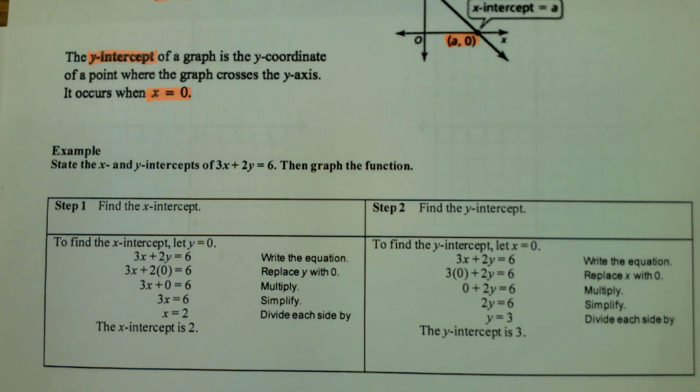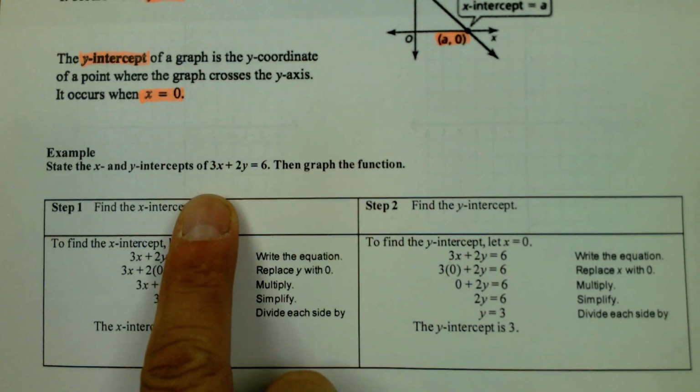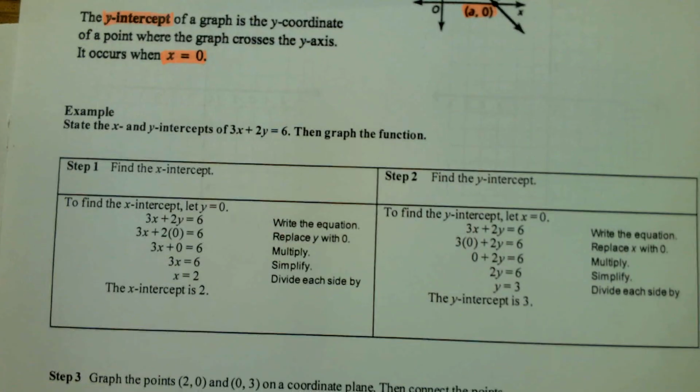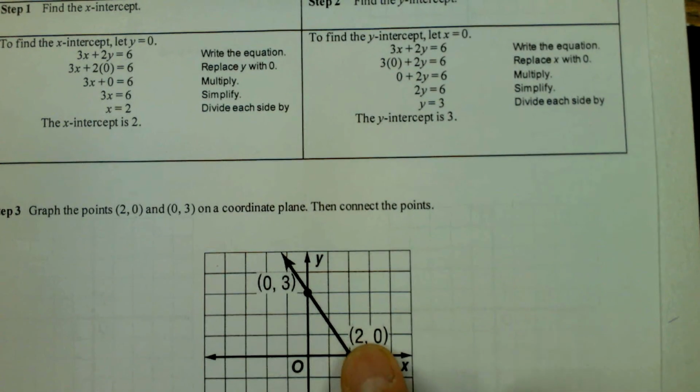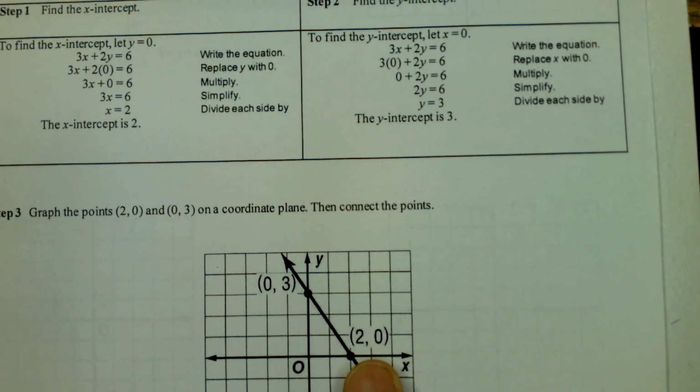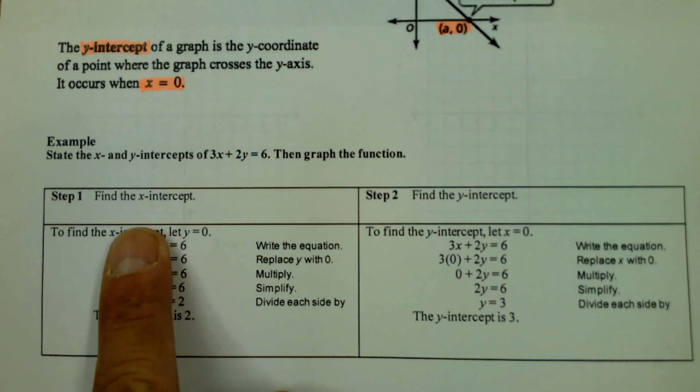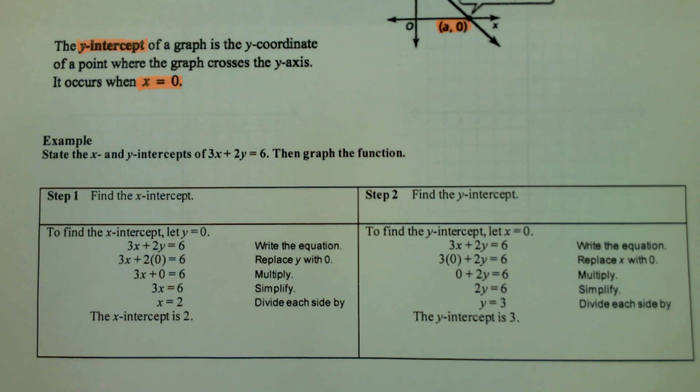Okay? So say we want to find first the x-intercept for this equation. We have an equation here, and we want to find the x-intercept and the y-intercept, and then we're going to use it to graph the line. So how many points do we need to make a line? Two. Two locations, right? So we're going to figure out how to find these two locations, the x-intercept and the y-intercept. Okay. So first, let's find the x-intercept.